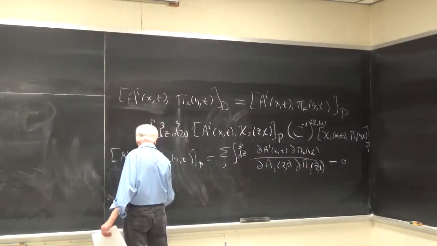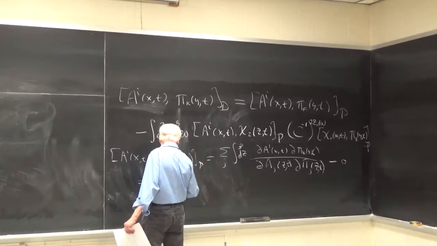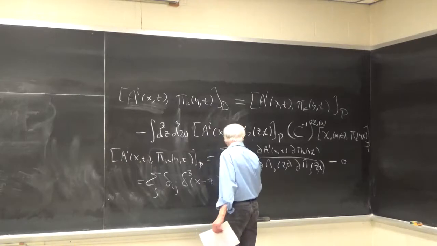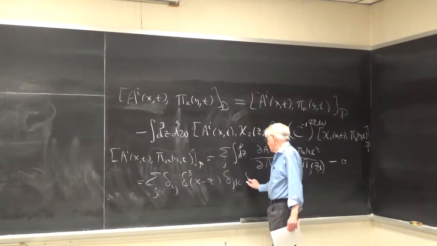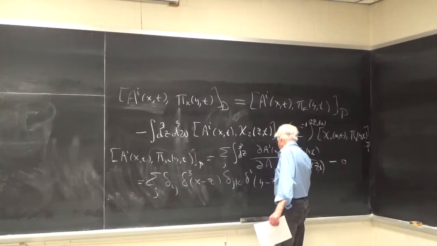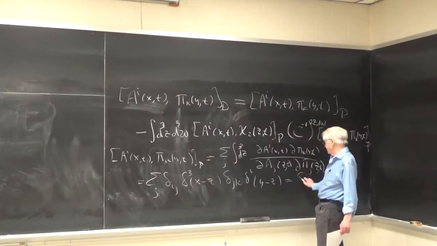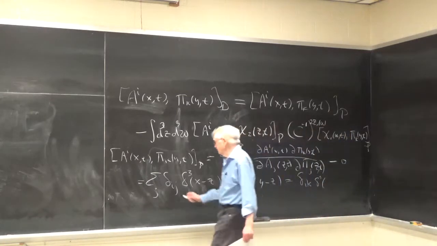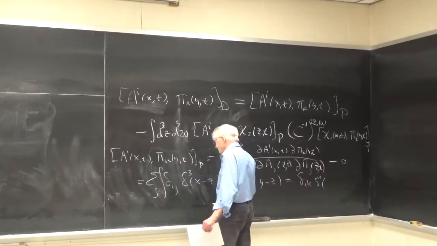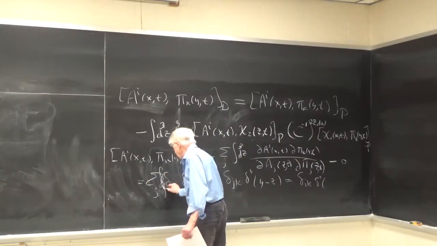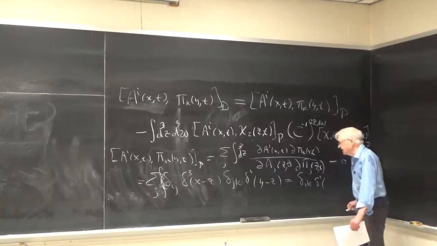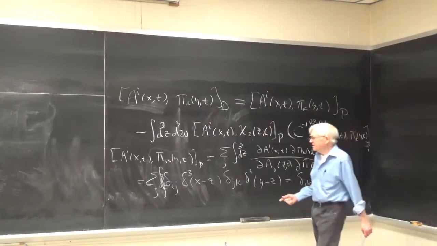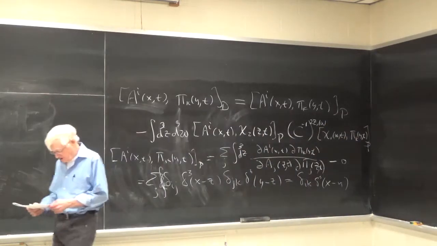So this is sum over j of delta ij delta cubed x minus z delta jk delta cubed y minus z, and altogether, integrated d cubed z, there's no room to write that, but in any event, what you get is delta ik delta cubed x minus y, which is what you think. So the Poisson bracket just gives you the naive commutation relations.